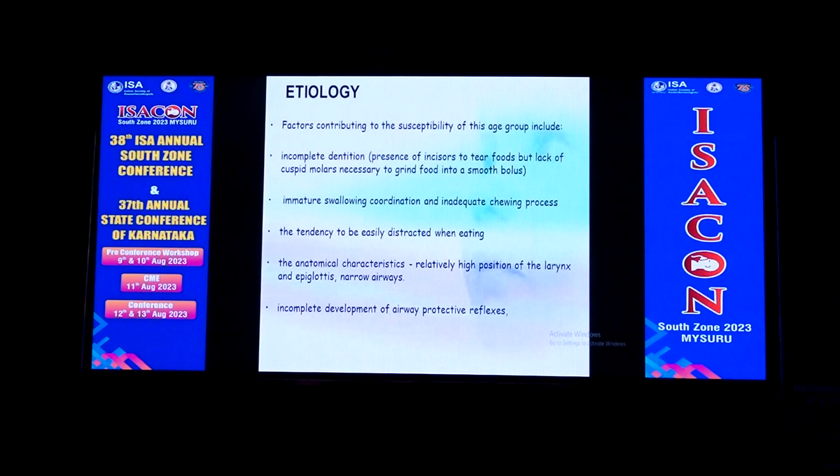What are the risk factors contributing to aspiration in this age group? First is incomplete dentition, immature swallowing coordination and inadequate chewing process, tendency to be easily distracted while eating. The child will be running around or playing. With increased ambulation in children, there is reduced adult supervision, which increases the risk of aspiration in this age group. The anatomical changes in the pediatric airway, high position of the larynx and epiglottis, narrowed airways, and incomplete development of airway protective reflexes all contribute to this problem.